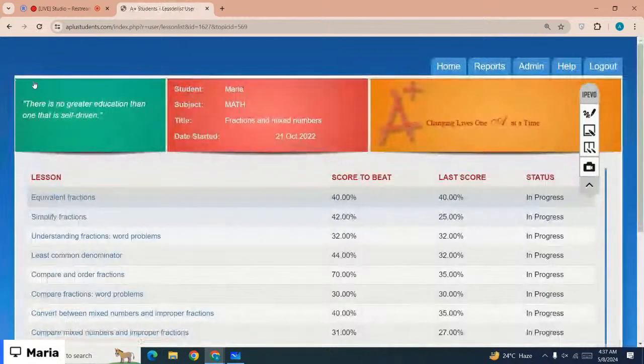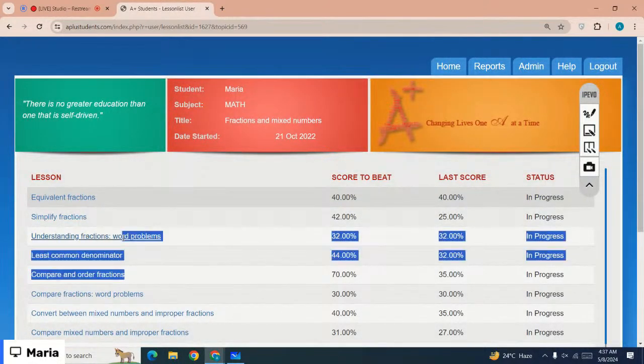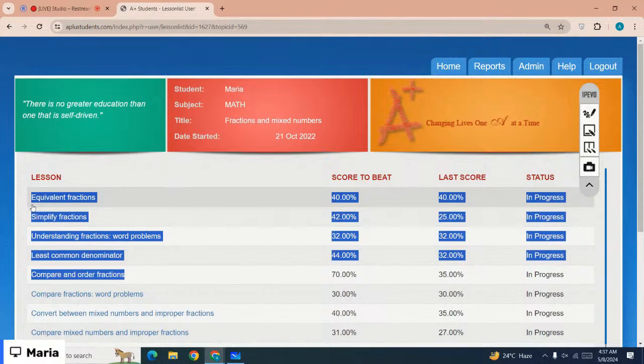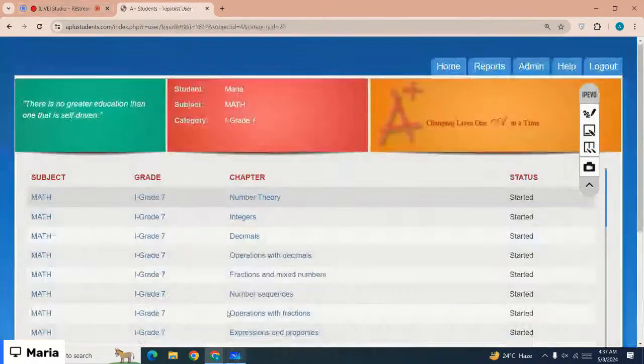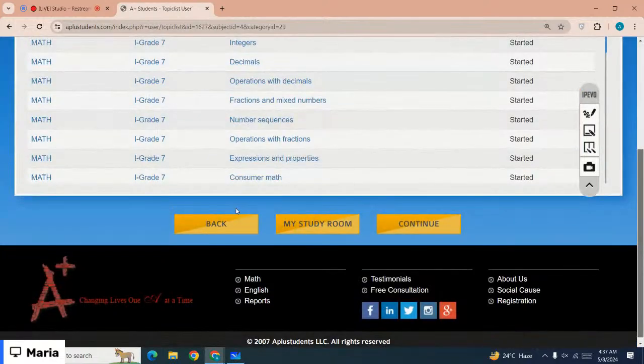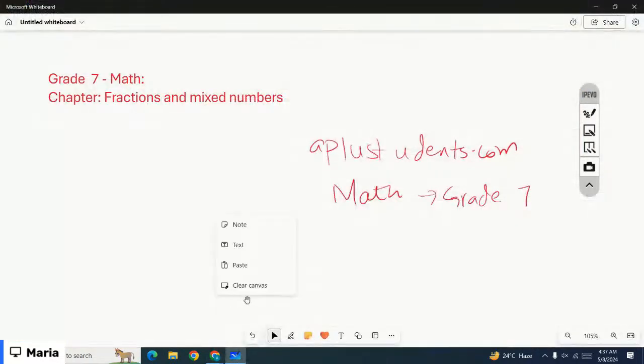So, we were working on grade 7 math. The chapter we're working on is fractions and mixed numbers. The lessons we have covered today are equivalent fractions, simplify fractions, understanding fractions word problems, which you have to do on your own, least common denominator, and compare and order fractions. So please make sure before the next session you complete all the practice questions for the lessons we just did. That is your homework until next session, right?